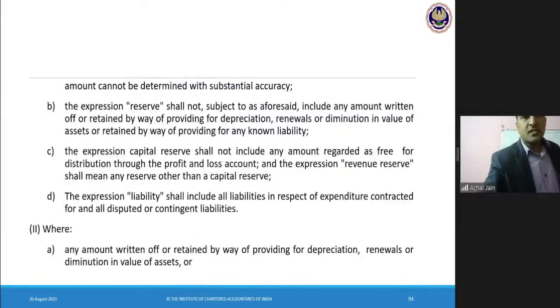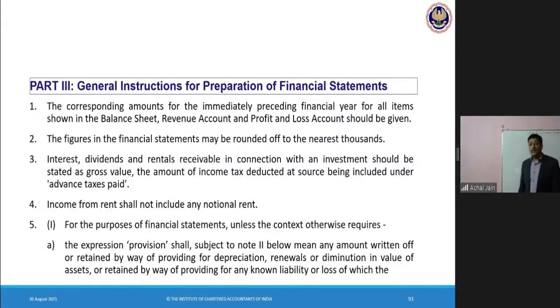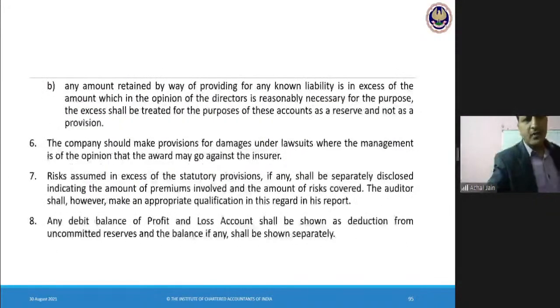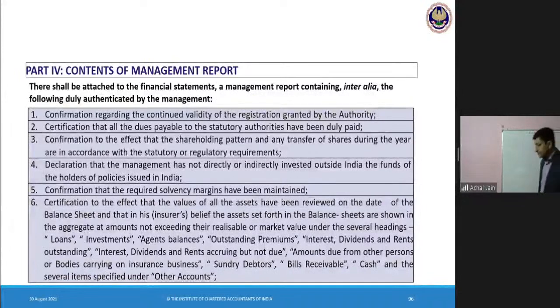Third, this general instruction. So this is again something similar to what we discussed in Schedule A. So I'm not repeating this point again. Fourth is about the contents of the management report. We understood about the contents of the management report. We understood how important this is for any insurance company, for any auditor of an insurance company. Why? Because the auditor will only get the additional comfort from this. So let's quickly flip through some of these contents.